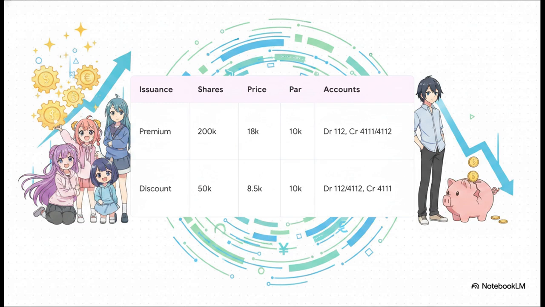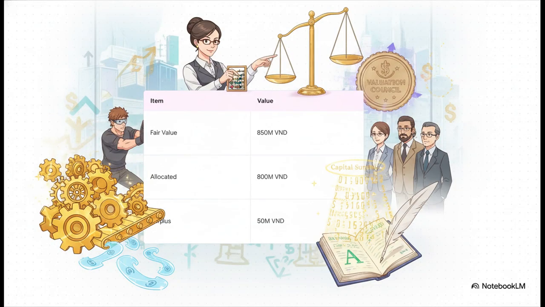As you can see, the capital surplus account essentially absorbs the shocks of the market. Let's move to our second case study. Here, member A brings in machinery instead of cash.